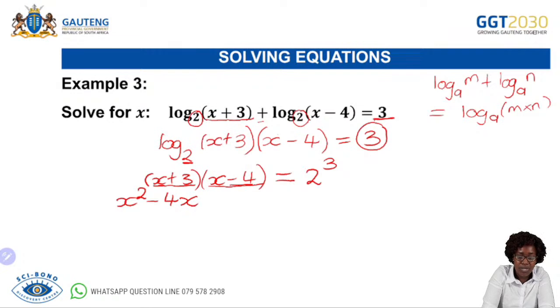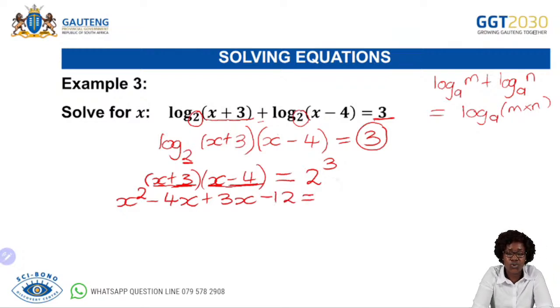Then we're moving on to the next term. +3 multiplied by x gives us +3x. Then we're now going to multiply the last terms. +3 multiplied by −4 gives us −12. Then on the right-hand side, 2 raised to the power of 3 gives us an 8. I'm pretty sure some of us are even working faster than I am doing here.